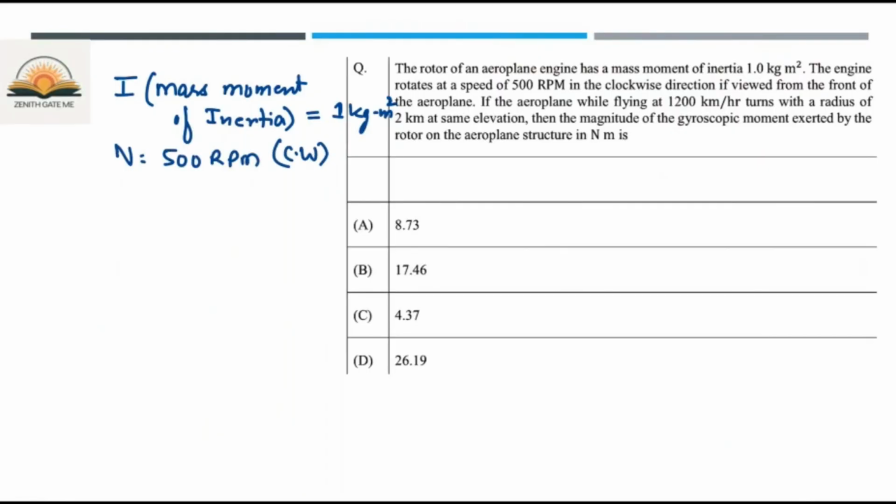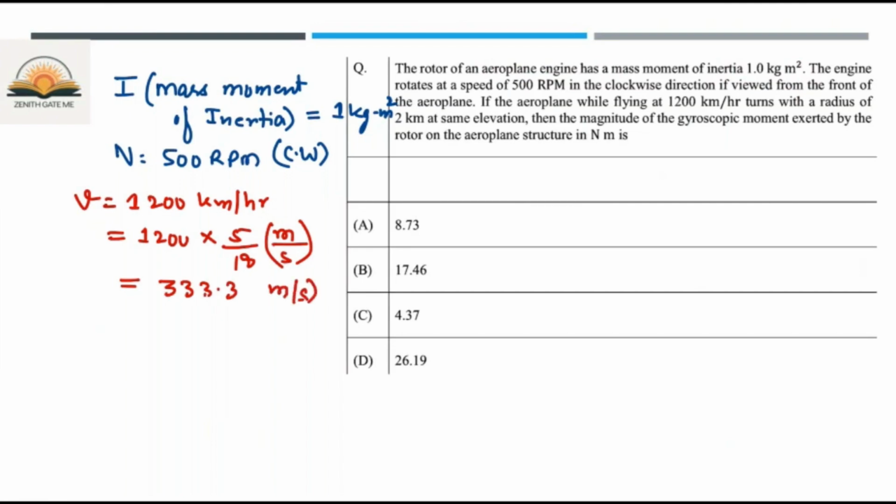If the aeroplane is flying at 1200 km per hour, you can convert it into meter per second also. So can we say 1200 km per hour means multiplying by 5 by 18 meter per second? You can convert this unit into meter per second. So how much will you get? 333.3 meter per second. Now, once this aeroplane is flying at this speed, it takes a turn with a radius of 2 kilometer. That means R is given as 2 kilometer, which is nothing but 2000 meter. Now, what you have to calculate is the magnitude of the gyroscopic moment exerted by the rotor on the aeroplane.